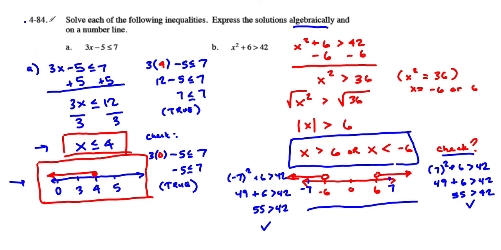So we have problem 4-84. X is less than or equal to 4, which we have here. We have x is greater than 6 or x is less than -6, in which case we have our open circles going in the opposite directions here.